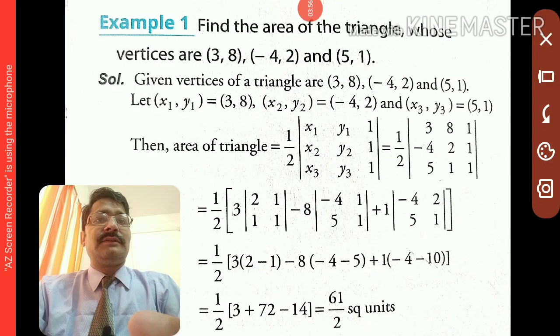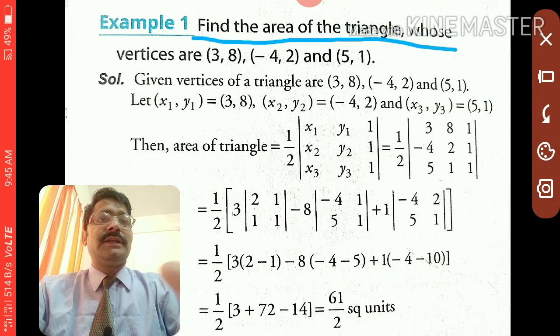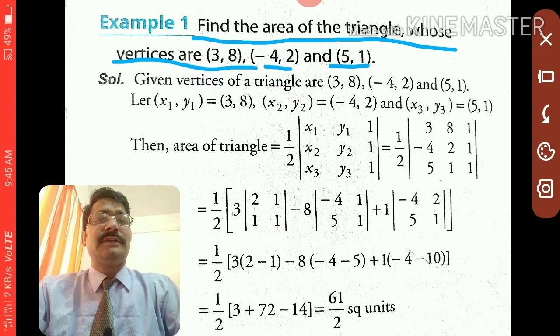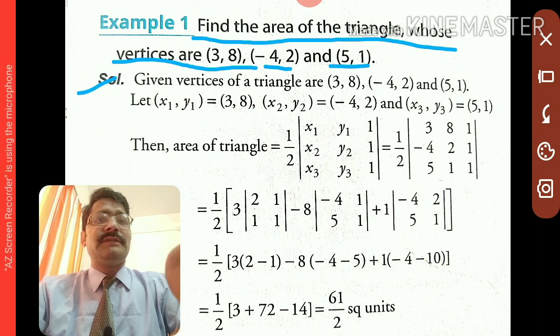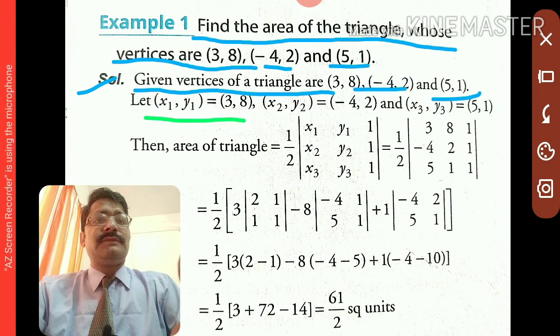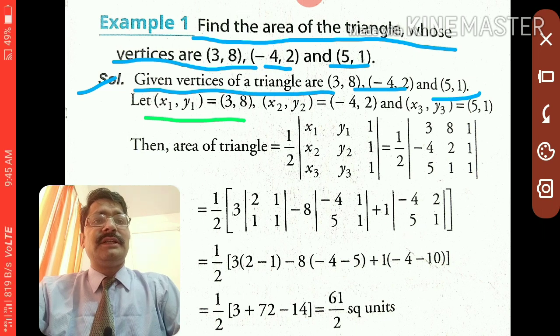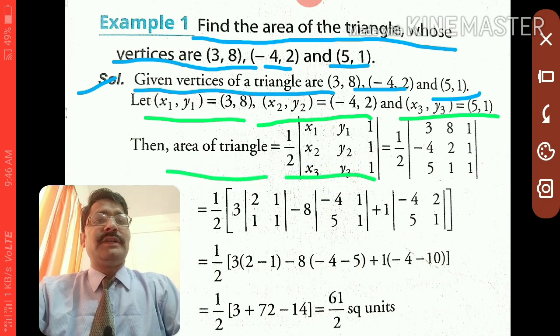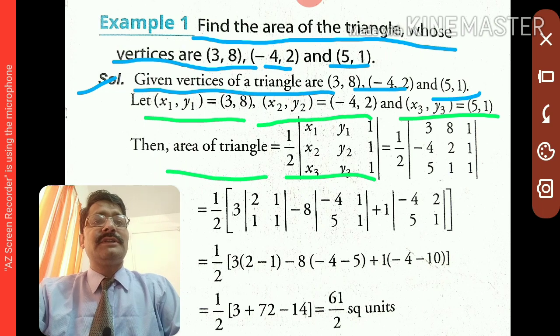One question we will do: find the area of a triangle whose vertices are (3, 8), (-4, 2) and (5, 1). Given, the vertices of the triangle are (3, 8), (-4, 2) and (5, 1). Here the first is x1 y1, that we take as 3 and 8, x2 y2 we take as -4 and 2, and x3 y3 we take as 5 and 1. Now we write the area of triangle formula. Area of triangle is 1 upon 2 determinant, first row x1 y1 1, second row x2 y2 1, third row x3 y3 1.